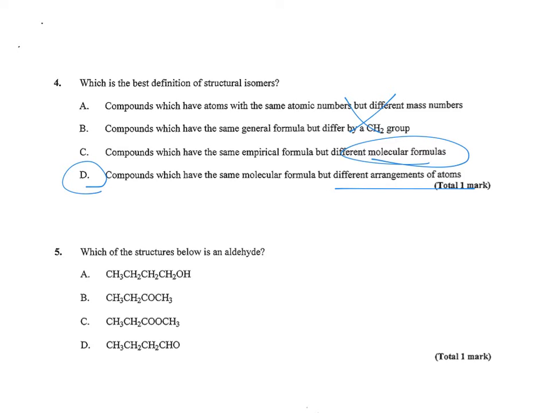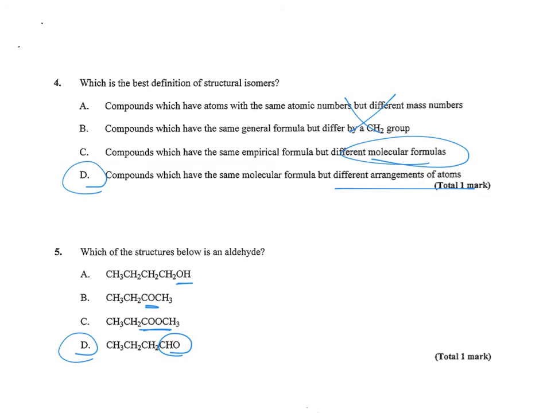Number 5, which of the structures below is an aldehyde? As we look at these, the functional group OH indicates an alcohol. An O between carbons is either going to be an ether or a ketone when we draw it out. The COOC is going to be an ester, and the HO here is going to be my aldehyde.